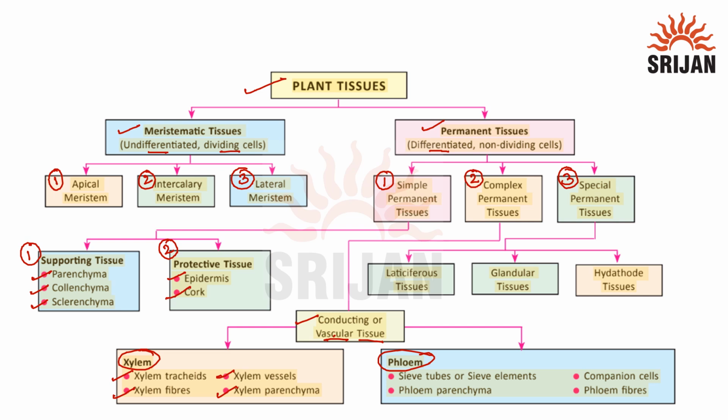Moving ahead, we have phloem. Phloem is responsible for conduction of food, and phloem is made up of sieve tube or sieve element, phloem parenchyma, companion cell, and phloem fiber. The third, special permanent tissue, is also divided into three types: lactiferous tissue, glandular tissue, and hydathode tissues. We will be studying all these types of plant tissue one by one in the coming slides.